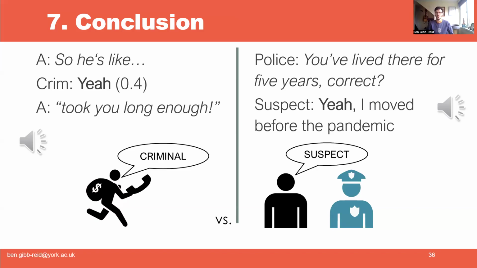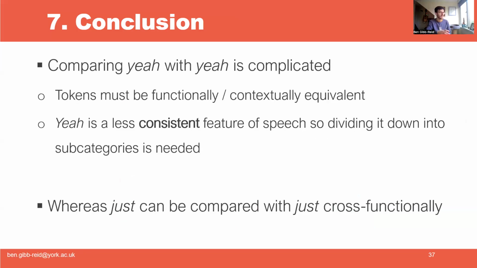And on first listen, they sound really distinctive. But to use this as a forensic speaker comparison feature would be slightly irresponsible, because in reality, they're separate phonetic predictions around those. So you cannot compare yeah with yeah in the same way you can potentially with just. Comparing yeah with yeah is complicated. There needs to be functional or contextual equivalence there.